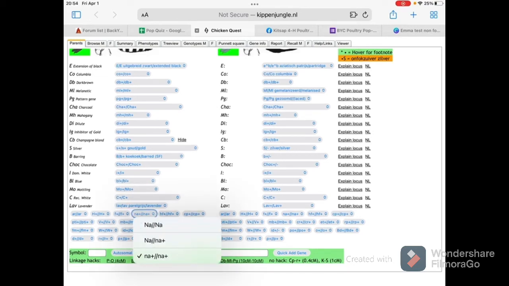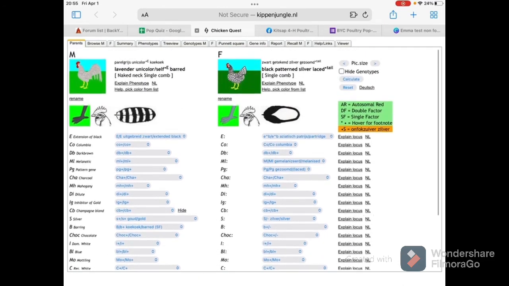NA is naked necks. Naked neck is also a codominant gene. When you have this, you tend to have, I'm not too familiar with naked neck terminology, but I believe it's called bow tie. Basically, you have the neck bit that's naked, but the whole neck isn't fully naked. And then when you have two copies, it's fully naked.